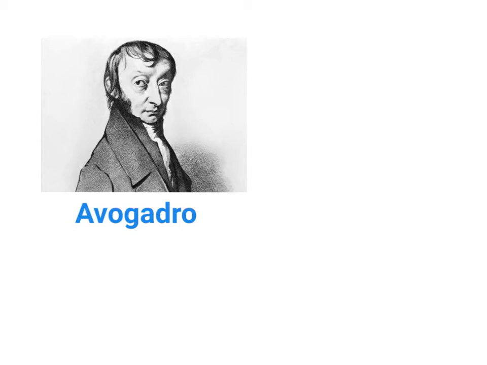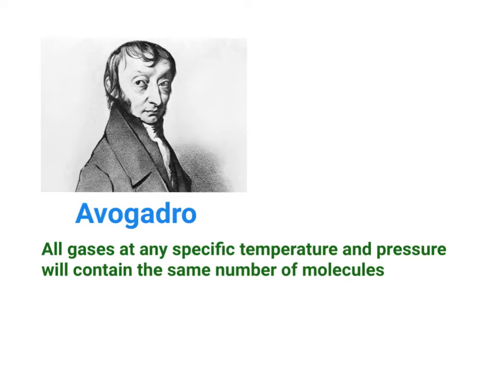if you hold it at the same temperature and pressure, that gas will have the same number of molecules as any other gas at that temperature and pressure. This is what he actually said in written form: all gases at any specific temperature and pressure will contain the same number of molecules. So if you always have, say, 1 atmosphere of pressure and the temperature is 10 degrees Celsius, no matter what gas you have, held to that pressure and that temperature, it is going to have the same number of molecules.